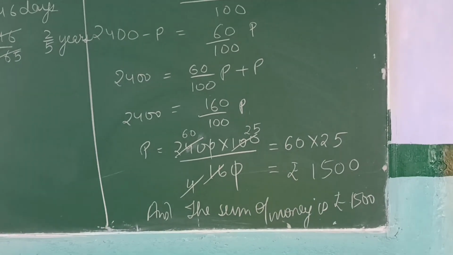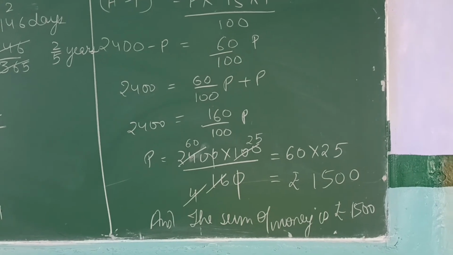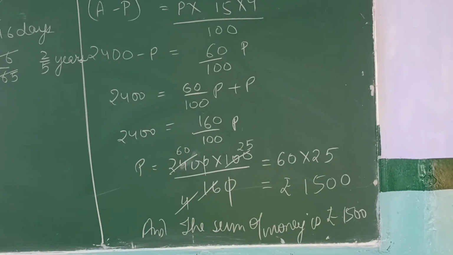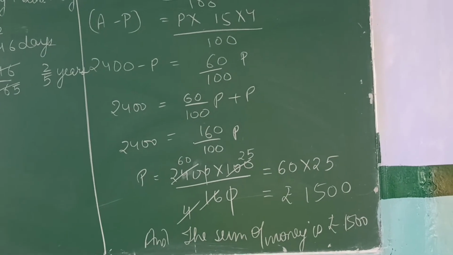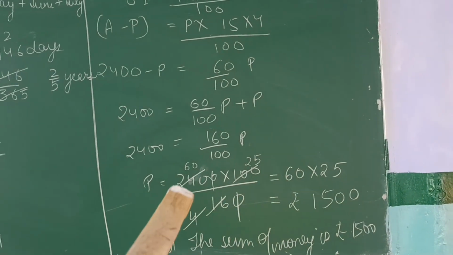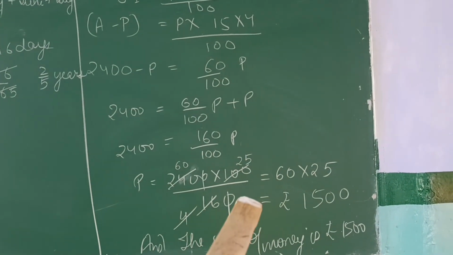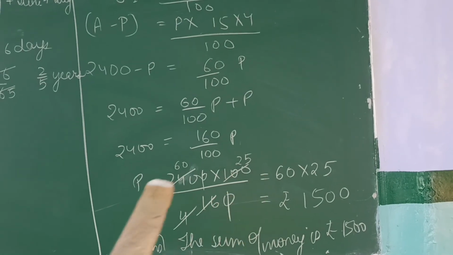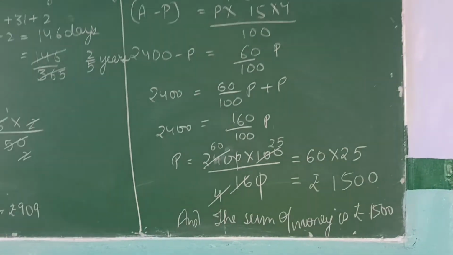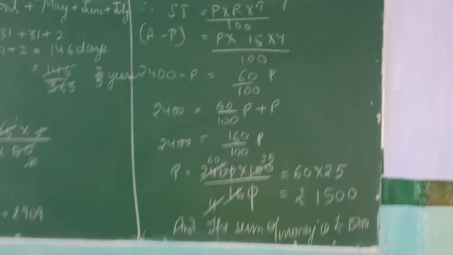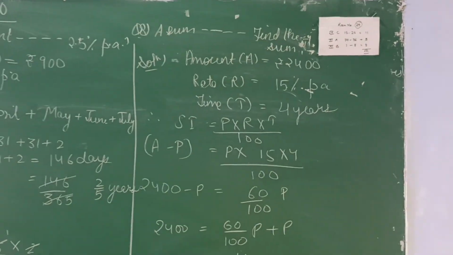It will go in multiplication and this 160 will go in division. That means P equal to 2400 into 100 upon 160. 10 cancel out. 16 and 240 we have divided. We are getting 60 and 4. 4 and 100 we have divided, we are getting 25. 25 into 60 we are getting rupees 1500. This was the sum of money. This is question number 8 that you have to do in your fair copy.